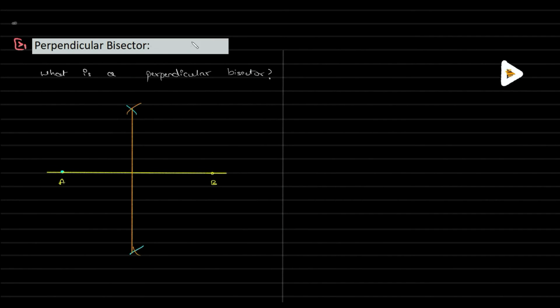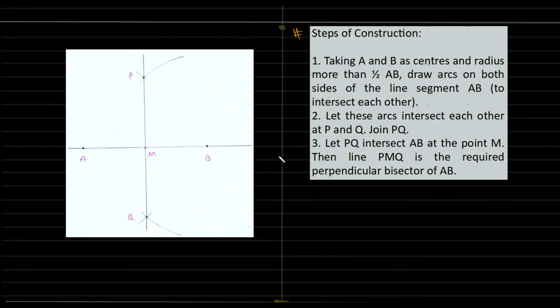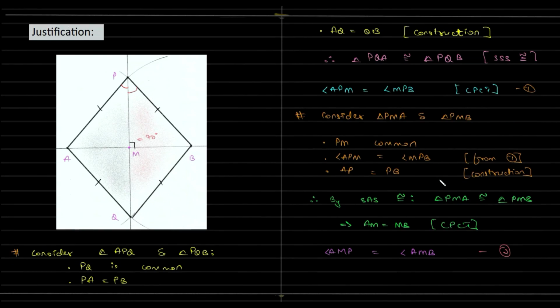Okay, so please write the heading perpendicular bisector. So you need to construct this using steps of construction, and if you want, watch the video again, the construction part, and construct it along with me, and at the end verify also using your scale, compass and protractor and all of that, and at the end the justification.